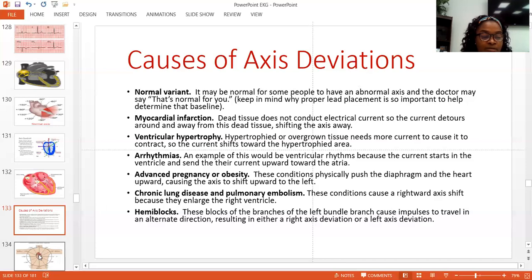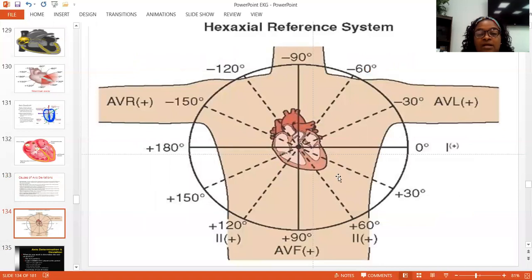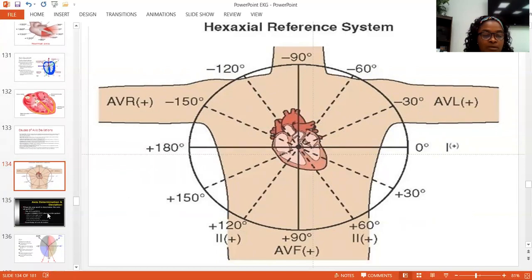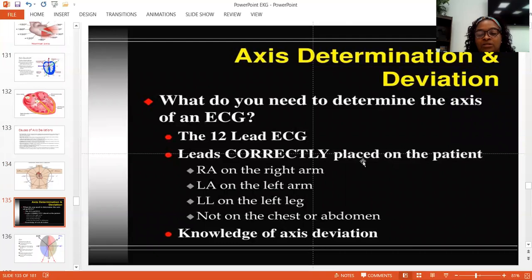Okay. So here's an example of the axis reference system, and this is like your compass, which shows which direction that axis will be going. And again, if we divided that in 4 quadrants, we see here our 4 quadrants. Okay? So let's do a little review again. What do you need to be able to determine the axis on the EKG? Okay, first of all, you're going to need that 12 lead EKG.